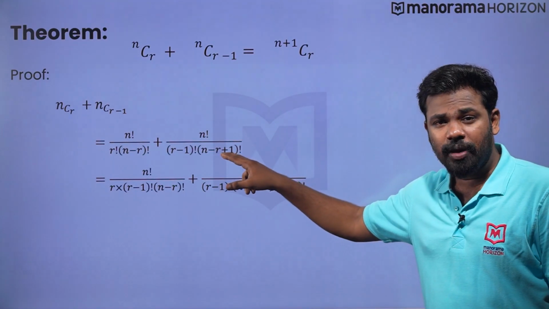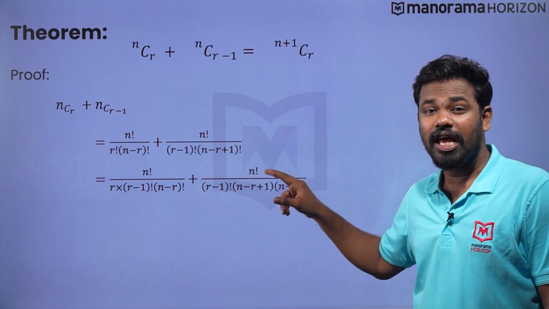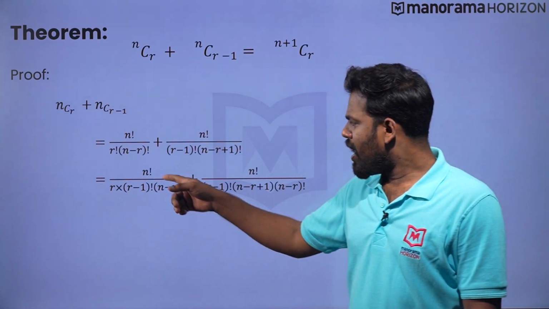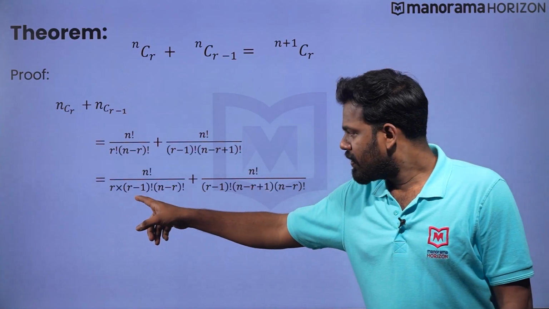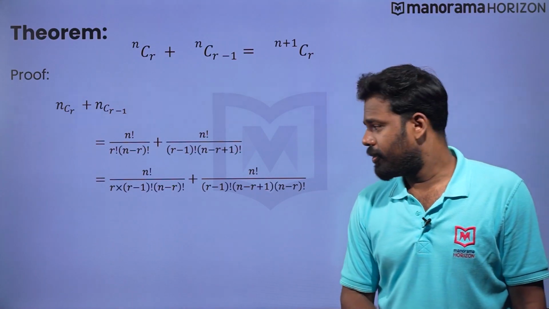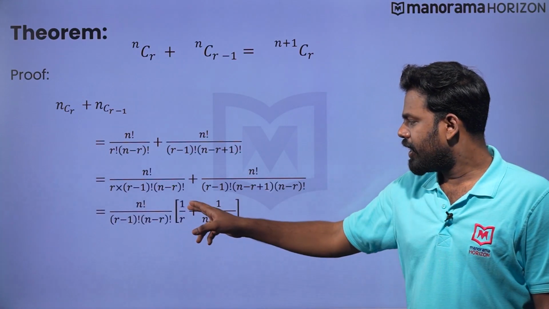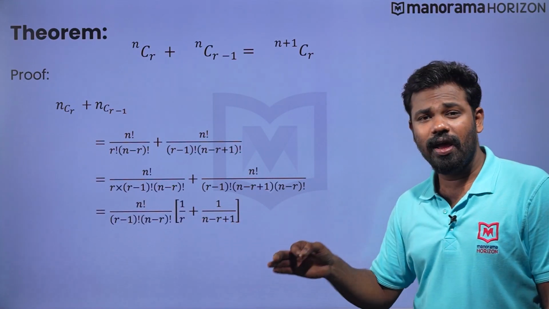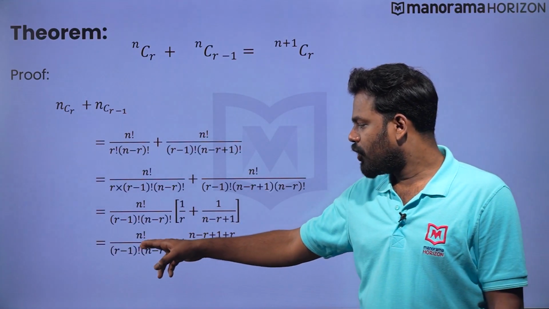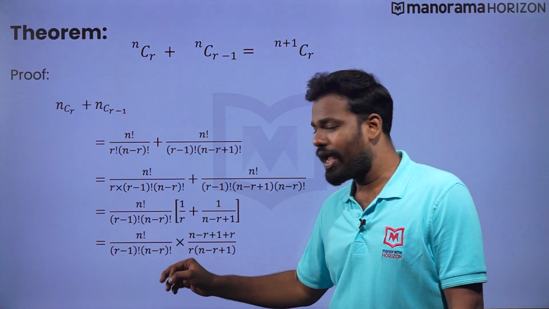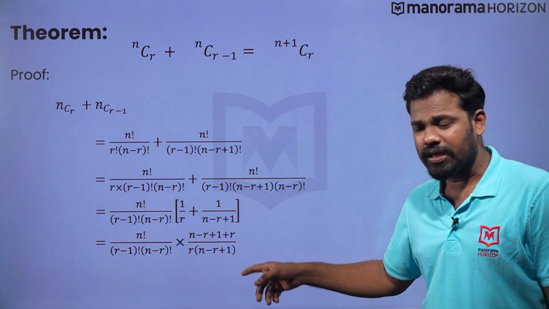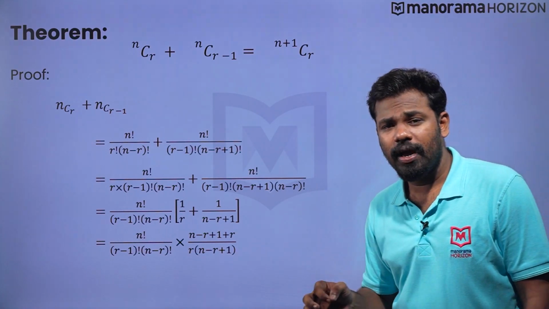Fine. This n minus r plus 1 the whole factorial over here can be written as n minus r plus 1 into n minus r the whole factorial. So now I have n factorial common, yes. Then I have r minus 1 the whole factorial common, yes. Then n minus r the whole factorial also common. So I take this common outside, I'll be getting inside 1 by r plus 1 by n minus r plus 1. So doing all the calculations inside, I will be getting n factorial by r minus 1 the whole factorial into n minus r the whole factorial, which is nothing but n minus r plus 1 plus r the whole divided by r into n minus r plus 1.